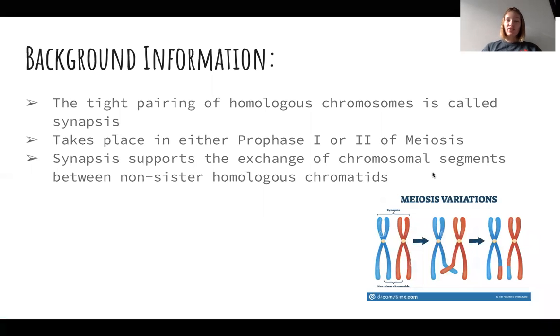So the tight pairing of homologous chromosomes is called synapsis. It takes place in either prophase 1 or 2 of meiosis, and if you recall, meiosis is the process of producing viable gametes with the intent to reproduce. So synapsis supports the exchange of chromosomal segments between non-sister homologous chromatids.